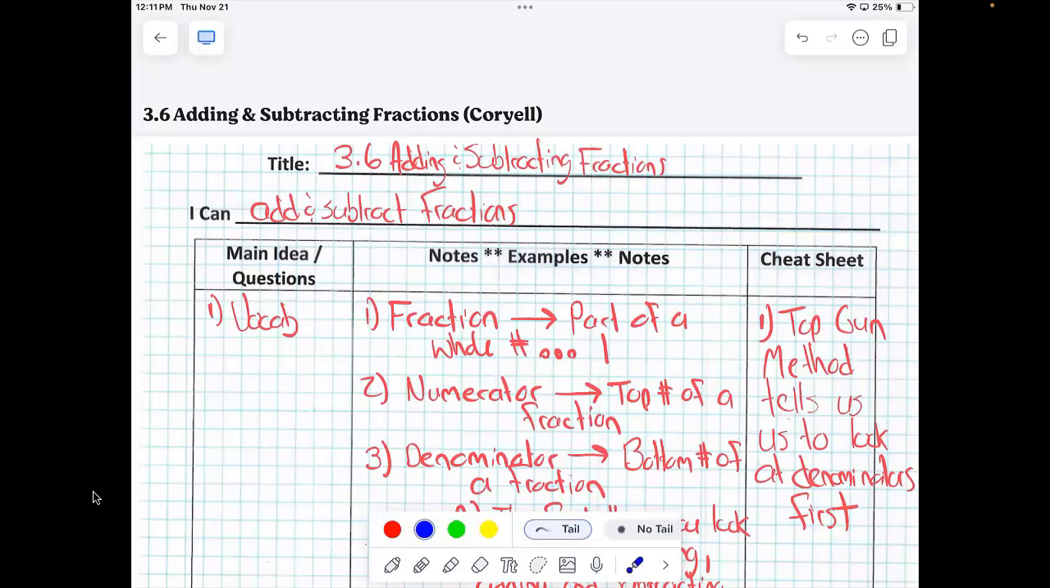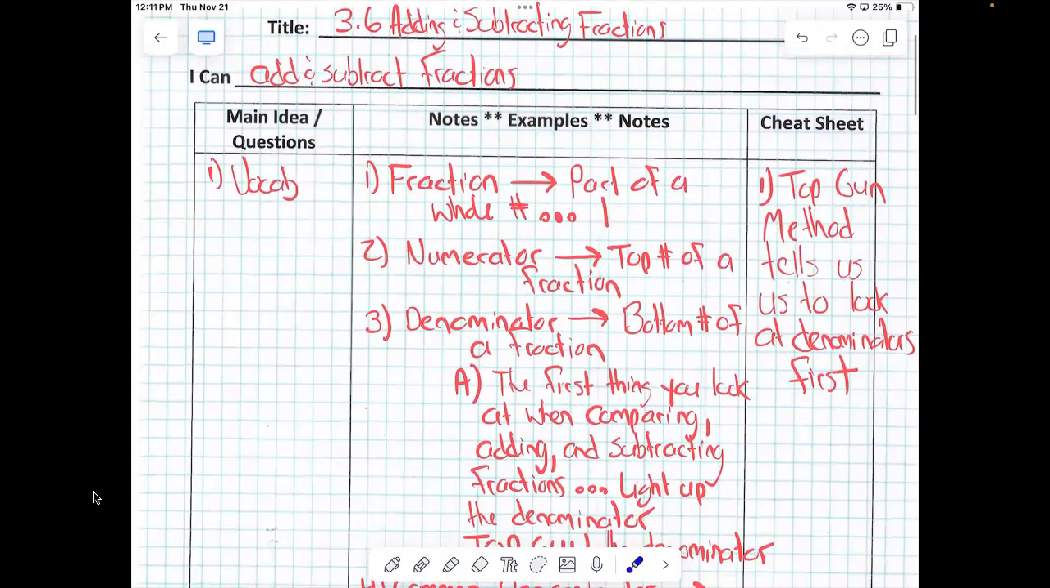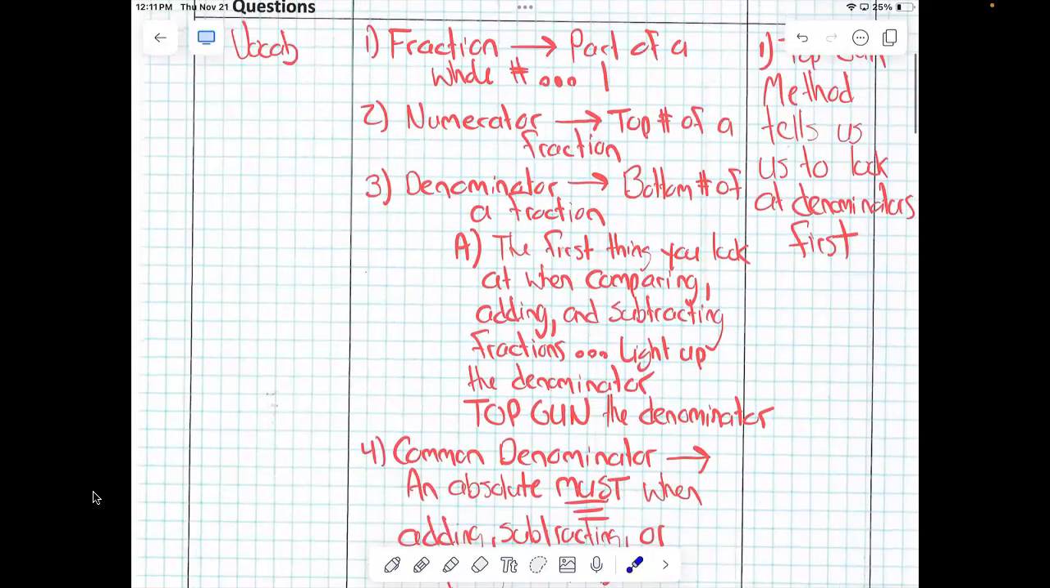All right, close enough. 3.6, adding and subtracting fractions. Can you add and subtract fractions? Yes. All right, here we go. We know what a fraction is. We know where the numerator is. We know what the denominator is, right? Yes.